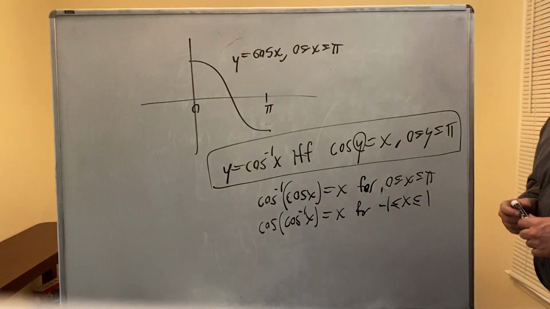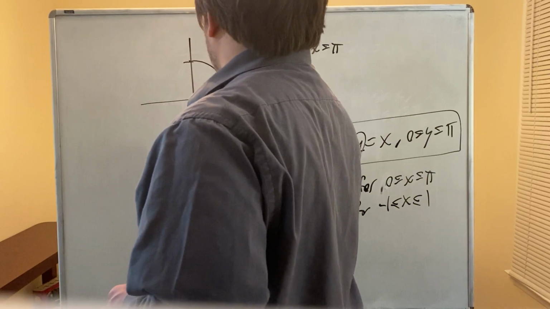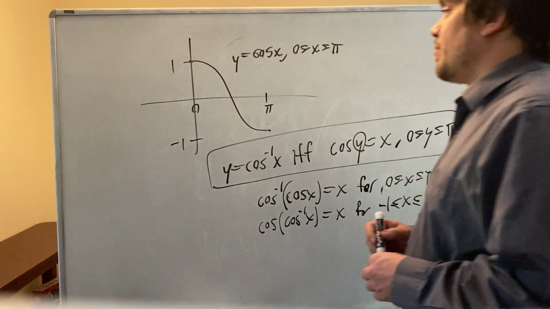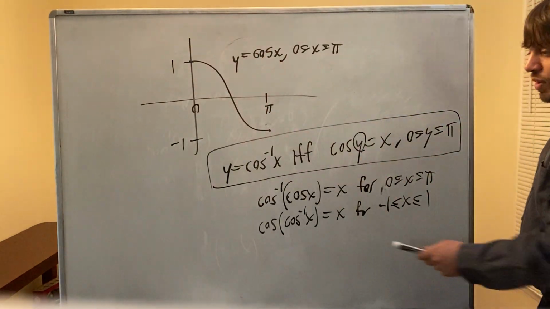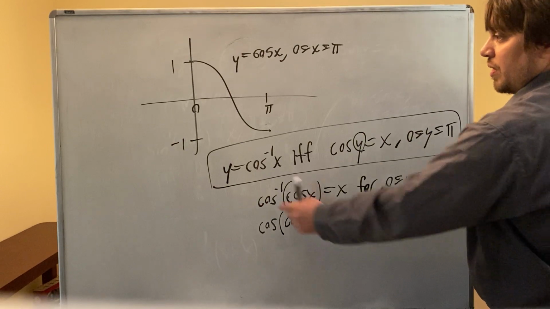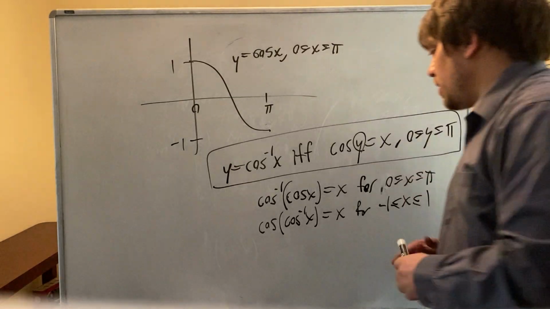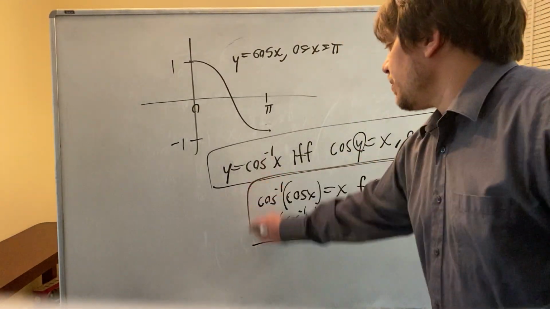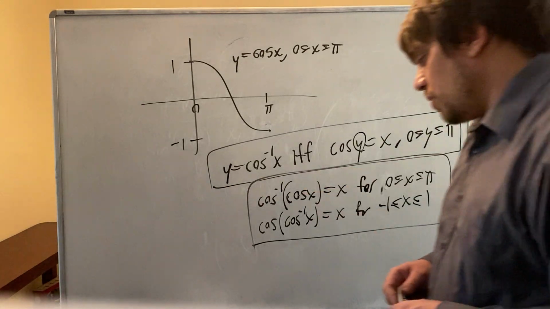So the domain of cosine is from 0 to pi. The range of cosine is from -1 to 1. So that means the range of cosine is the domain of cosine inverse. And the domain of cosine inverse then are these x's, what these x's can be, from -1 to 1, including the endpoints. So that's why the domains are different for cosine and cosine inverse. Those are the cancellation equations for cosine and cosine inverse.